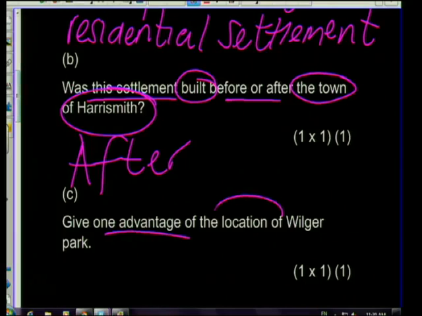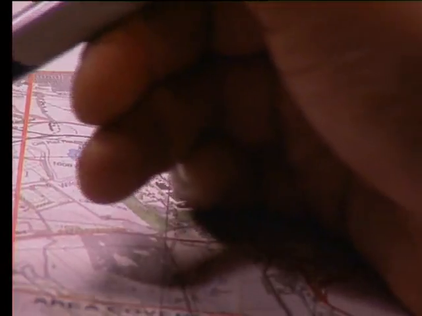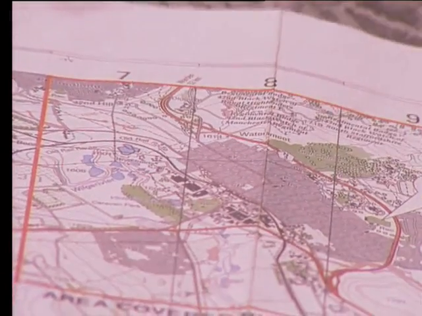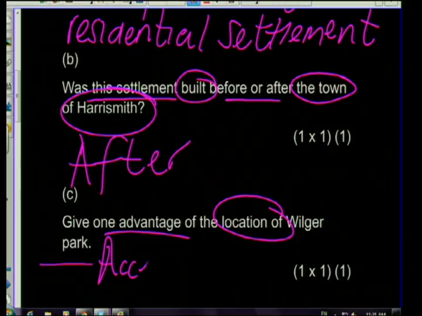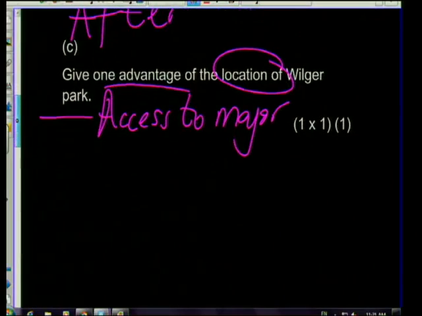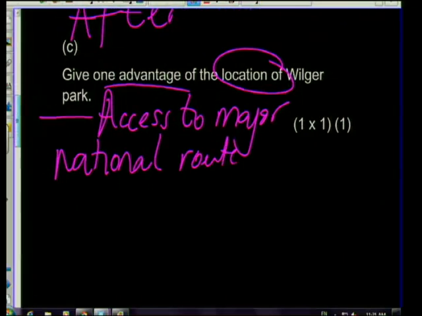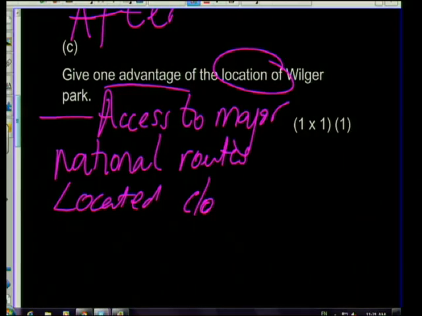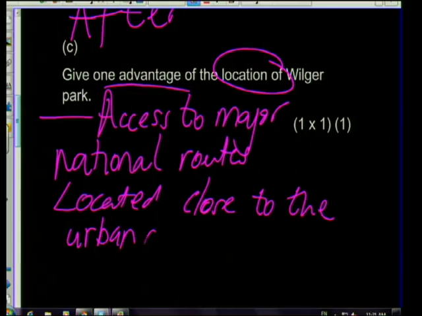Let's go to C. Give one advantage of the location of Volga Park. Why is it an advantageous location? Guys, look at it. It's got access to the N5, which is an alternative national route. So access to major national routes, located close to the urban center of Harrismith.